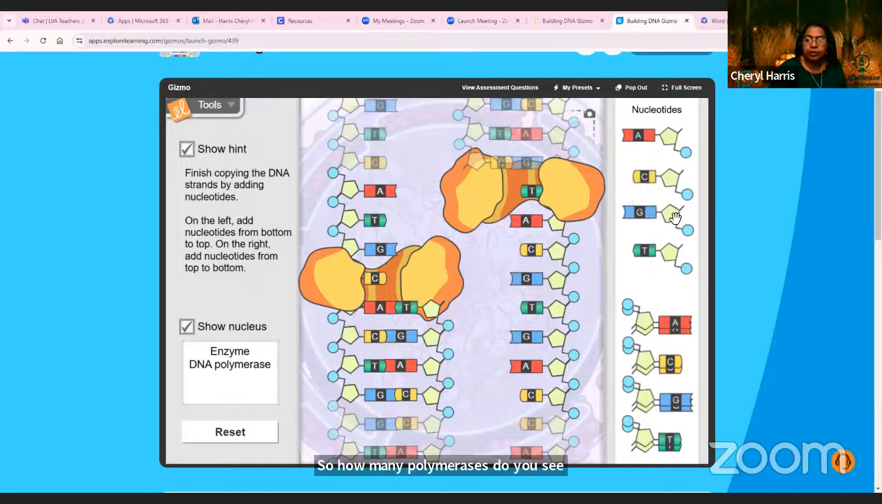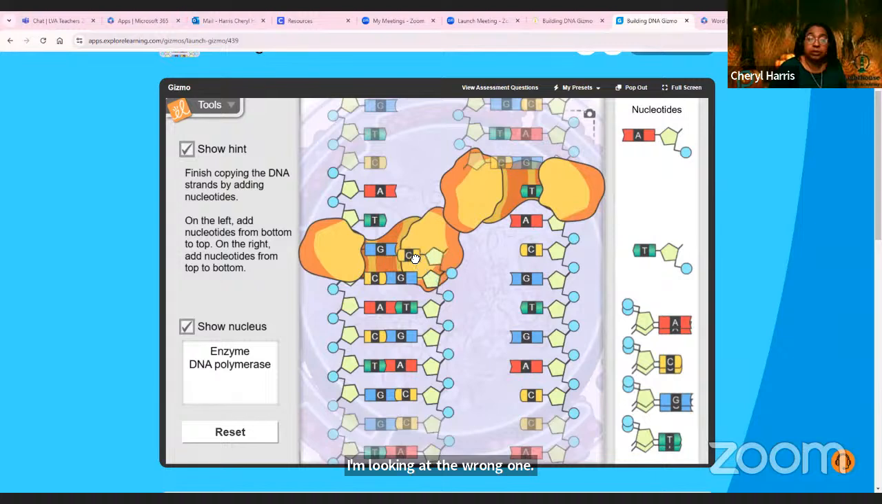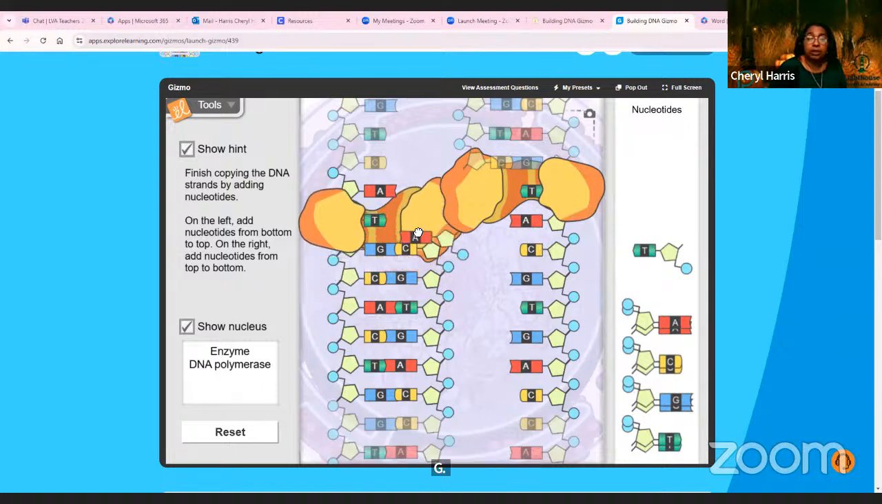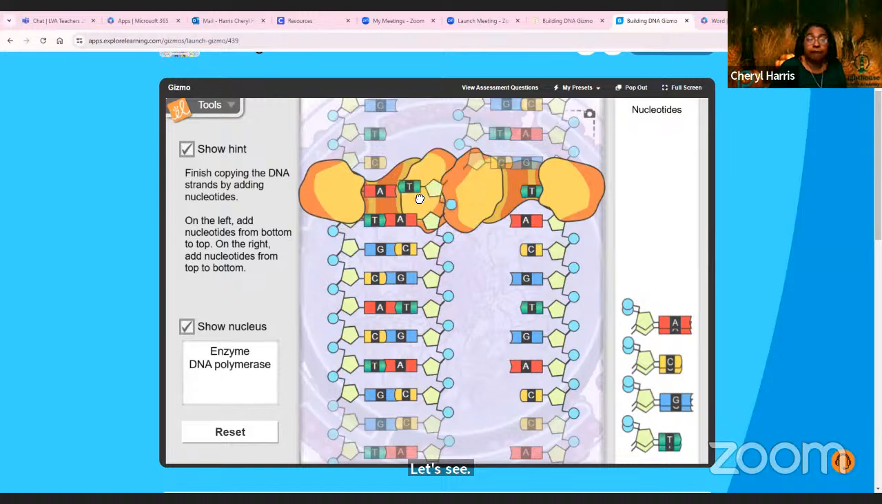Oh, reading the wrong one. G, C, A, and T. All right, notice I have a whole other set. So now I have to go look at the one on the other side.